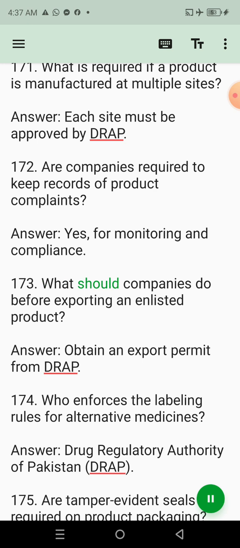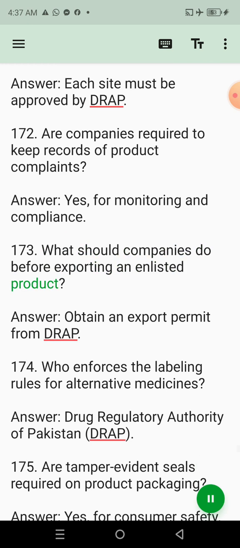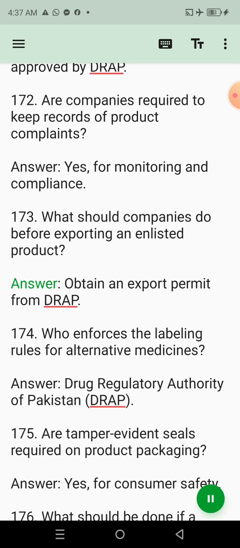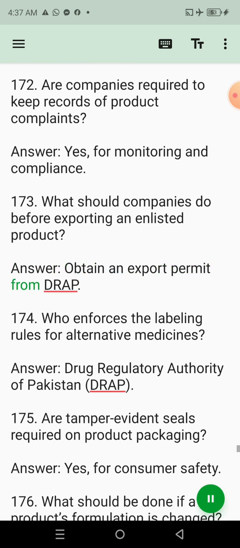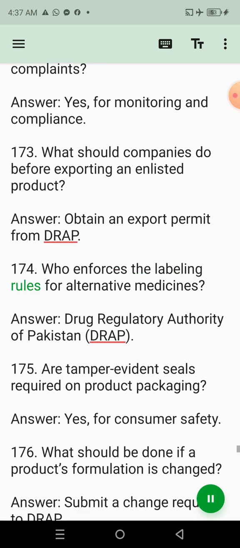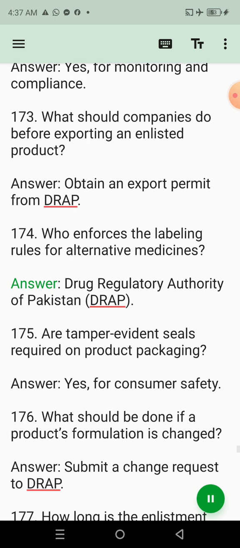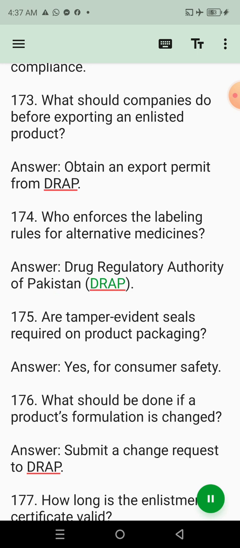173. What should companies do before exporting an enlisted product? Answer: obtain an export permit from DRAP. 174. Who enforces the labeling rules for alternative medicines? Answer: Drug Regulatory Authority of Pakistan, DRAP.